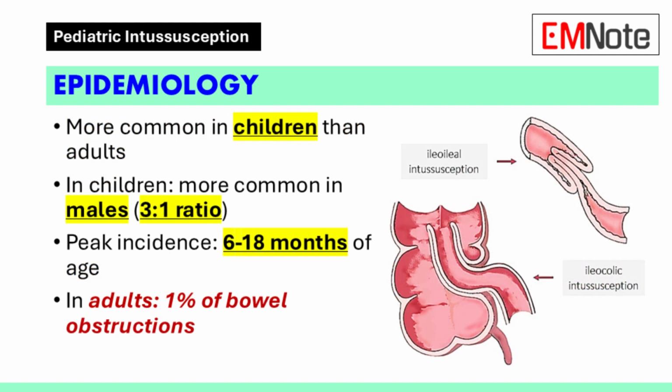This condition appears more often in children than in adults. Among children, males are affected at a ratio of 3:1 compared to females. The peak incidence occurs between 6 and 18 months of age, a critical period for pediatric providers to note. In contrast, intussusception accounts for only 1% of bowel obstructions in adults, highlighting its relative rarity in that population.